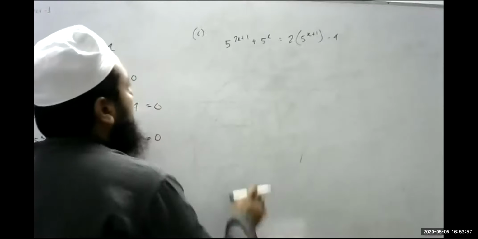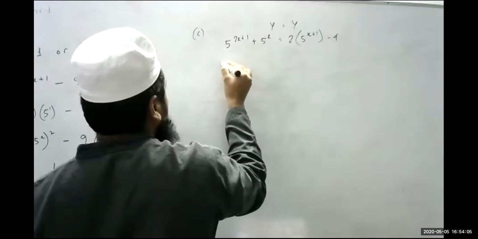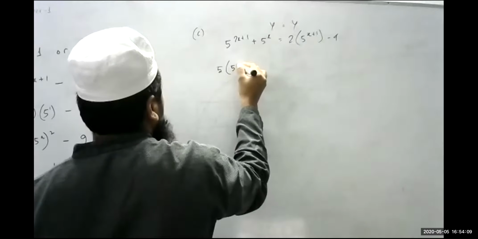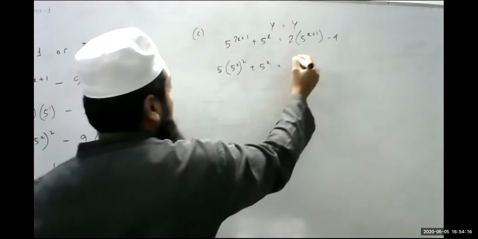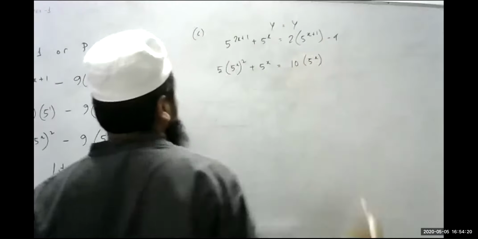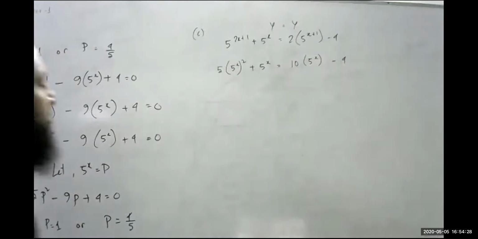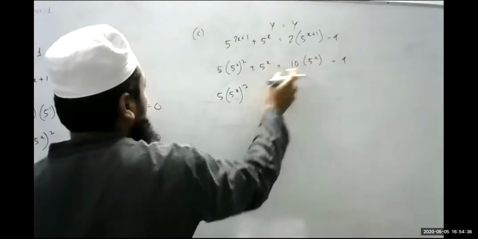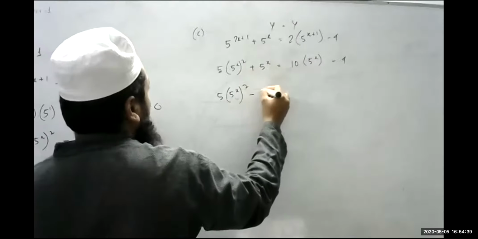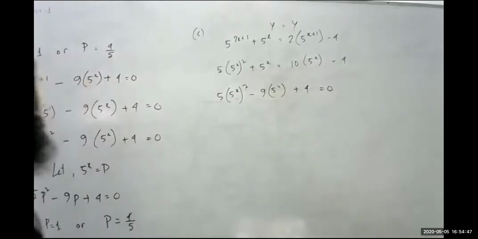I just did y equals to y. This one, you already know, shows that it is (5 to the power x) whole square plus 5 to the power x. And this one should be 10 into 5 to the power x, and it's minus 4. So (5 to the power x) whole square, and this one comes over here: 10 minus 1, that should be minus 9. Minus 9 times plus 4. So it is again the same equation.